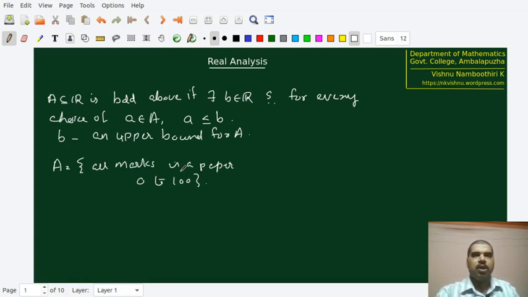Now we are going to introduce a very important result in real analysis. That result actually makes the real number system somewhat special compared to the system of rational numbers. That particular result is actually an axiom.